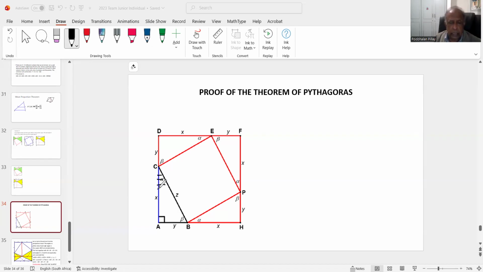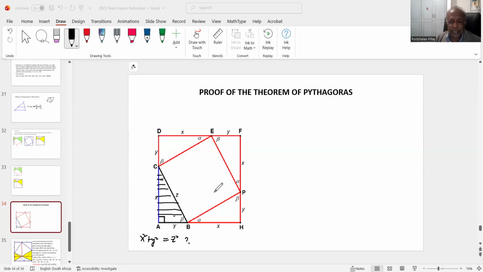So let's take this triangle here, triangle ABC, right angle. One side is x, the other side is y, and you want to prove that x squared plus y squared is equal to z squared. Right.